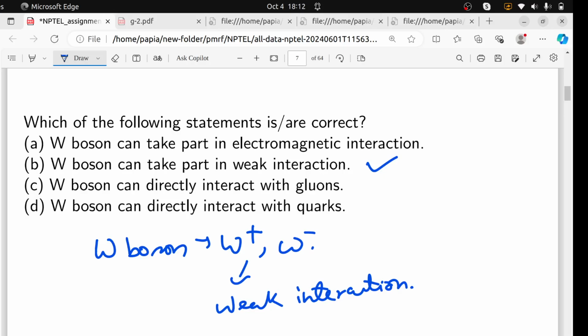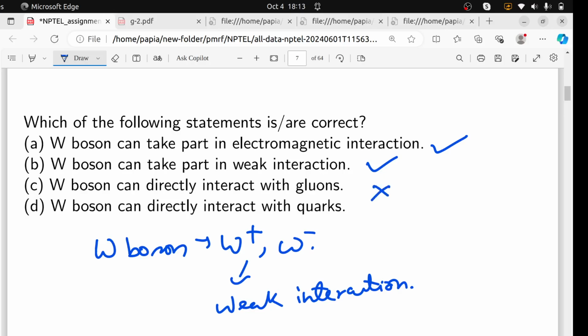Now W boson has W plus and W minus, two members, and both have non-zero electric charge. Right? W plus has plus 1, W minus has minus 1. So as both have non-zero electric charge, that means W boson can take part in electromagnetic interaction. Okay? That is also true. Now W boson can directly interact with gluons. Okay, first of all, W boson is not the mediator of strong interaction. So anybody who wants to take part in strong interaction should have color charge, because gluon is the mediator for strong interaction. But W does not have any color charge. So W boson cannot directly interact with gluons. Okay? So this is not correct.